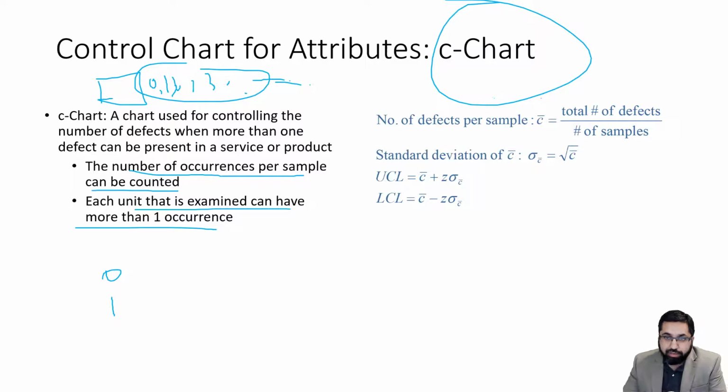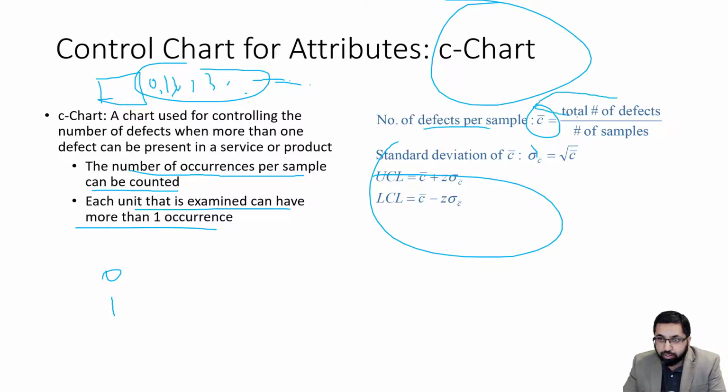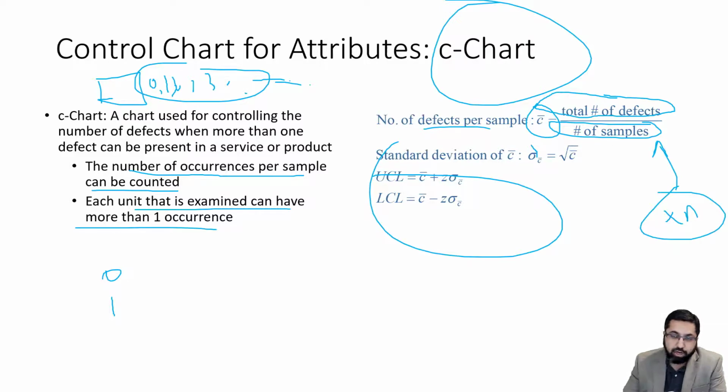So how do we get the upper and lower control limits? We first have to find C bar, the defects per sample. We take the total number of defects and divide by the number of samples. Note we are not multiplying it by n, the sample size. We're not concerned about the sample size. We're just dividing it by the number of samples. That gives us C bar. The standard deviation of C bar is just the square root of C bar, so that's really easy.